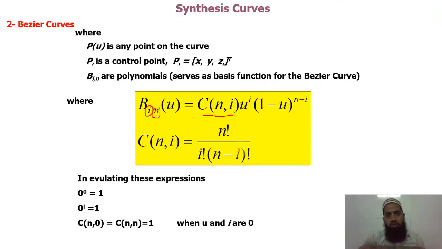n is the number of control points, and when I start from p0, it is always 4. It means I will start from 0, 1, 2 and 3, but the value of n will always be 4 when evaluating this expression, as you will see. You have to remember these things.